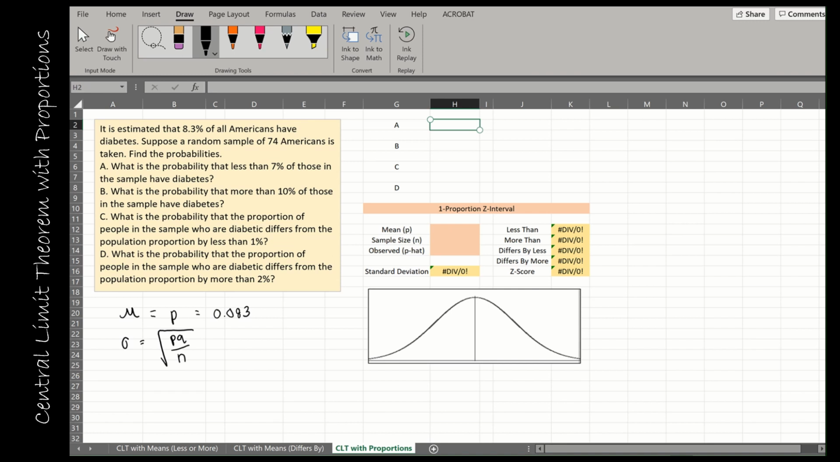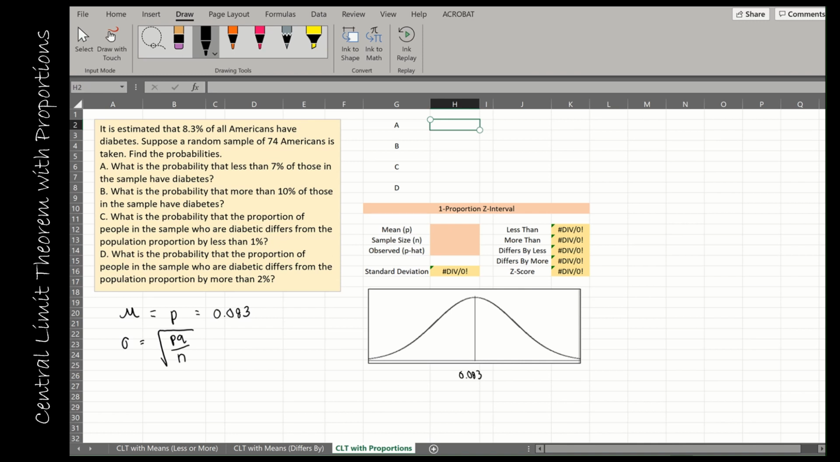So let's take a look now at our first question. The first 2 questions will be the less or more, like we started with means, and then we'll use central limit theorem with differs by questions for proportions. So, first question, what's the probability that less than 7%? Remember, this guy right here in the middle would be 0.083.